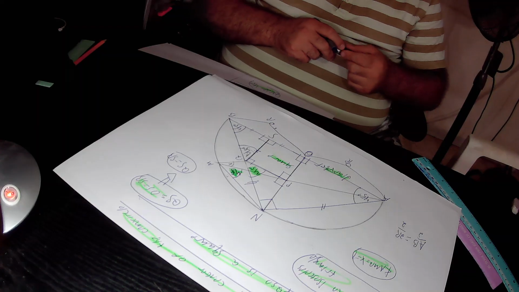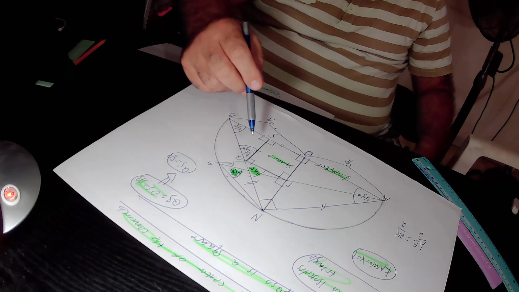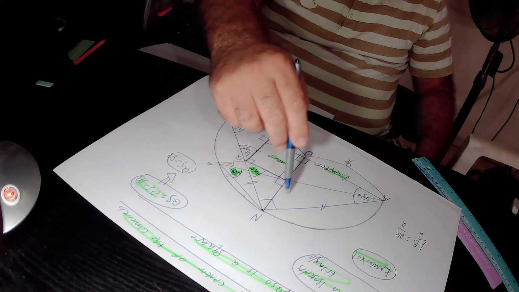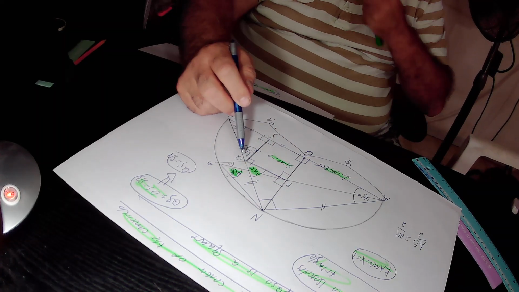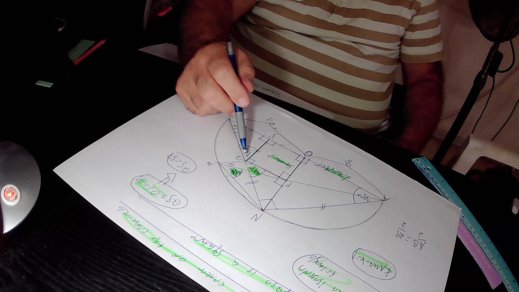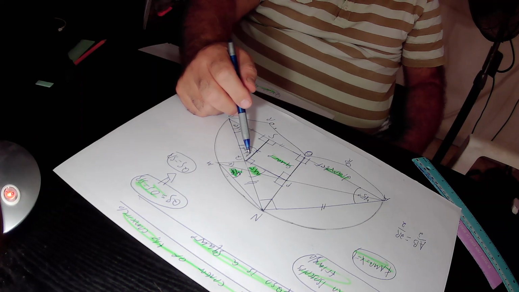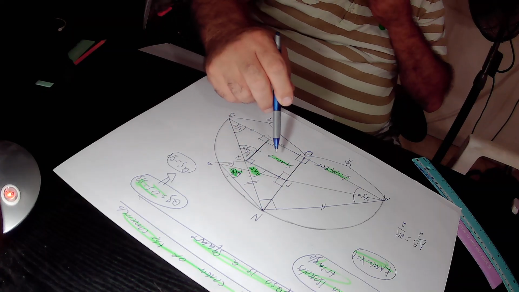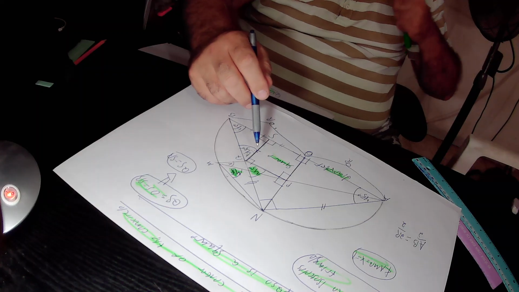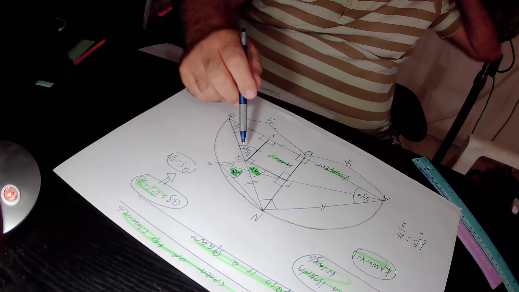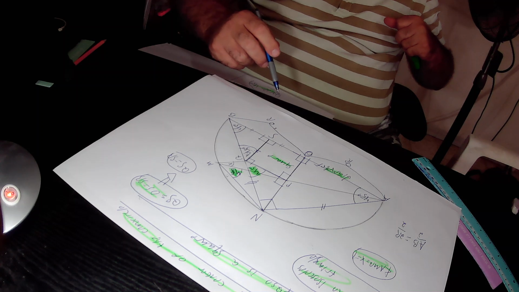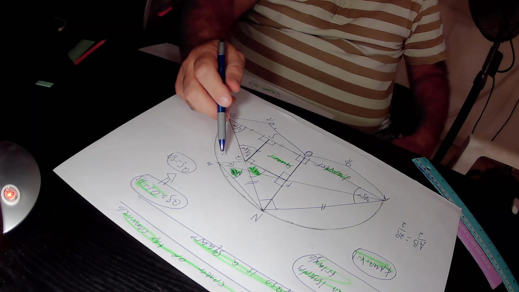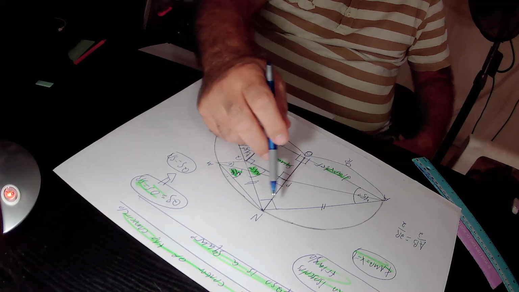In the next step, I will prove that quadrilateral PNMQ is a cyclic quadrilateral. Again, we'll prove that quadrilateral PNMQ is a cyclic quadrilateral. That is to say, quadrilateral PNMQ can be blocked by a circle, or can be inscribed by a circle.